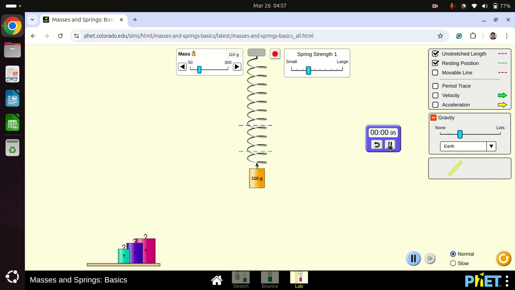Start. 2, 3, 4, 5, 6, 7, 8, 9, 10. Now you can see it takes almost 8 minutes to complete 10 oscillations. Okay, I will reset the timer and I will go to Jupiter.